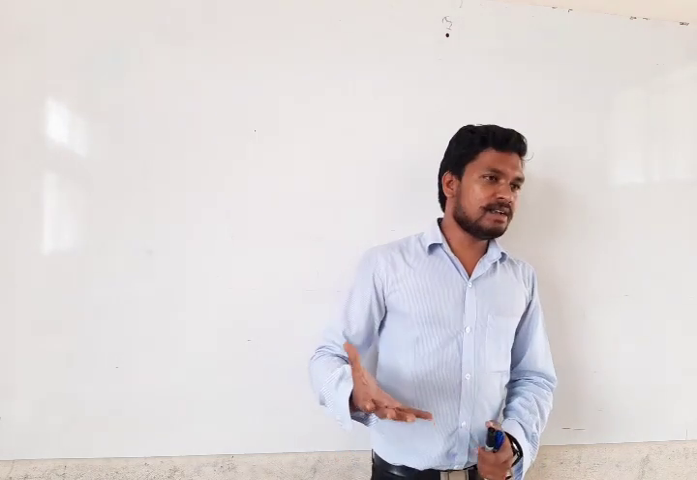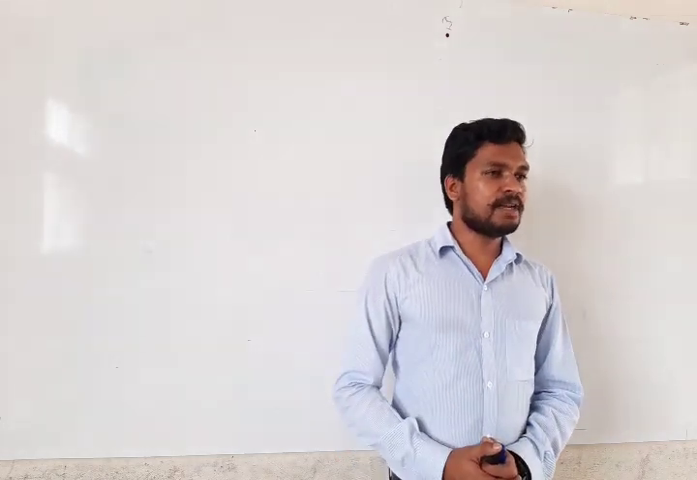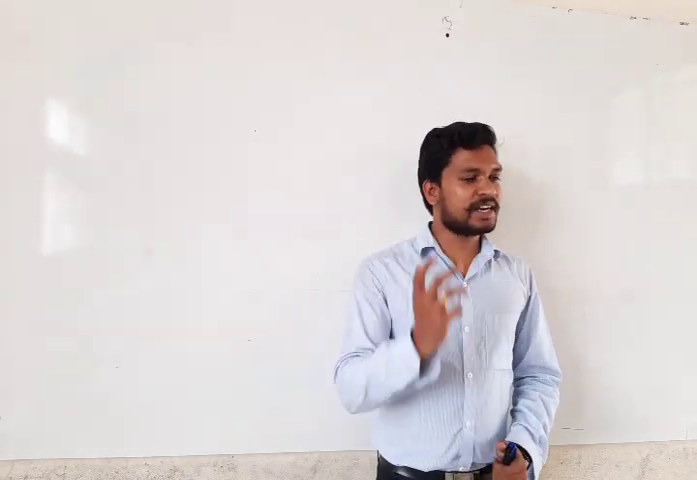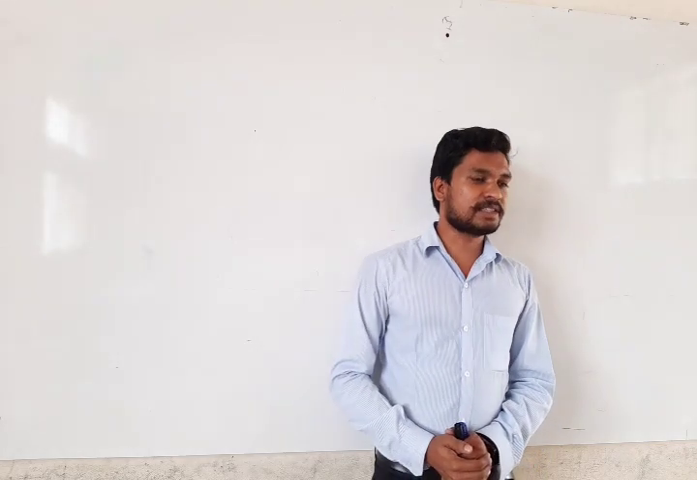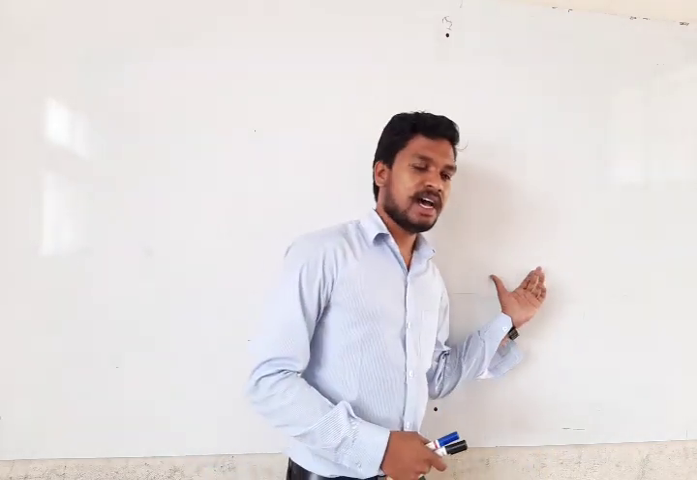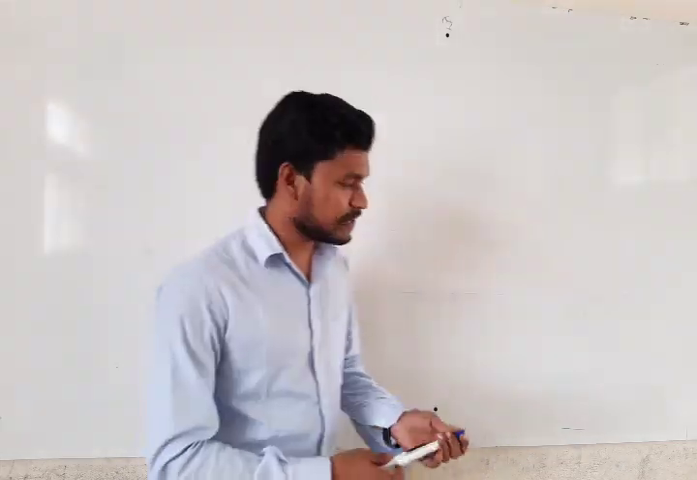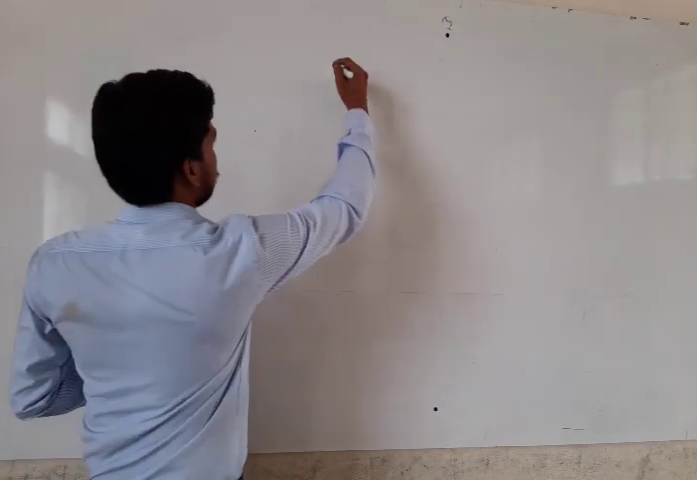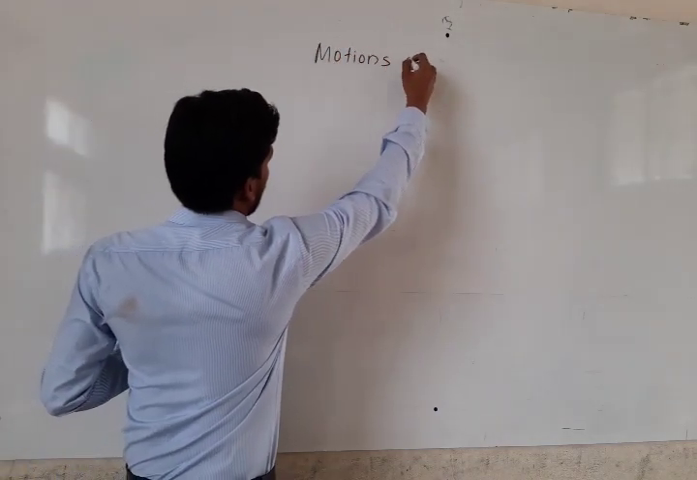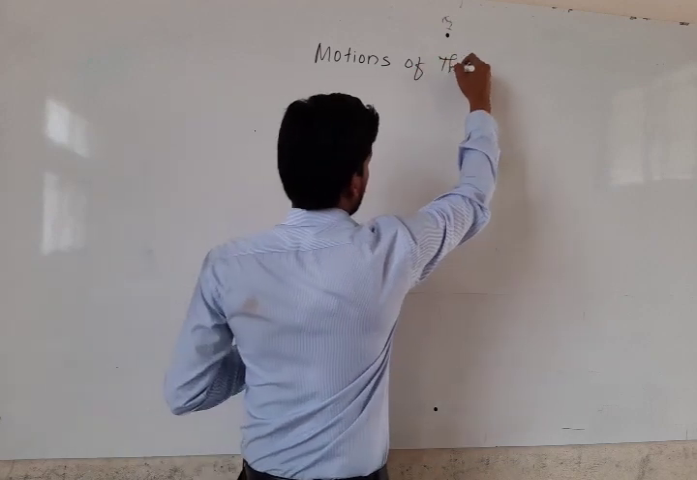So we get day and night, and we get four different seasons in a year, because of the rotation and revolution of the earth. That is what we'll be discussing in this class, rotation and revolution of the earth. So "Motions of the Earth" is the chapter name.